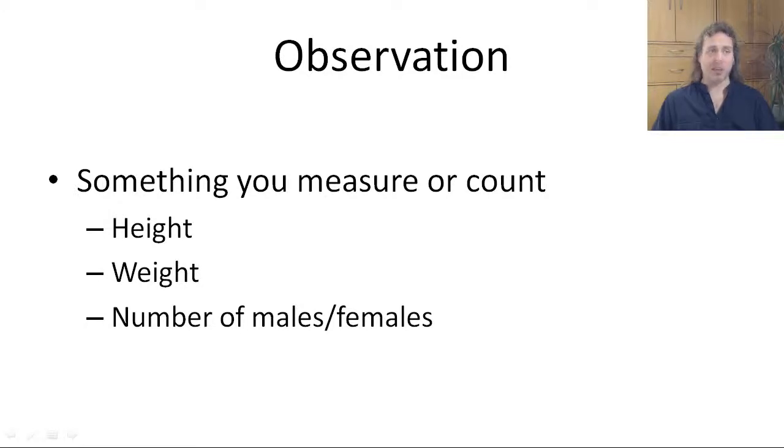Okay, so the first one is observation. We're going to define what observation is. Observation is something that you measure, and that could be height or weight or something similar, or it's something that you count. It could be the number of males, number of females, or whatever. Okay, so the observation is something that you measure or count.